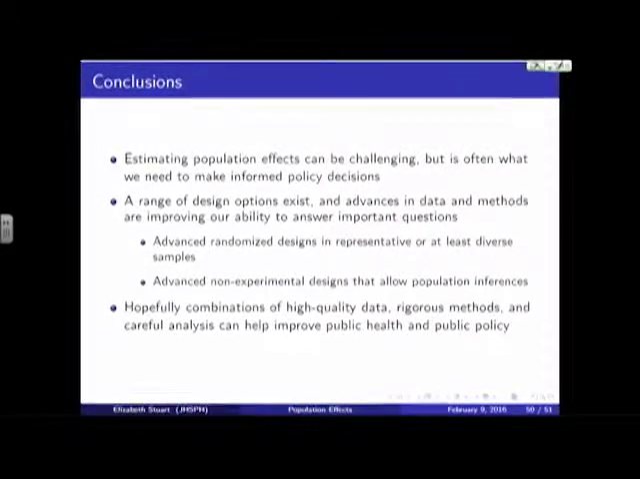Estimating population effects can be challenging, but is often what we need to make informed policy decisions. There are a range of design options that exist, and again, a lot of that is what motivates my work, both advanced randomized designs in representative or at least fairly representative samples, and then also non-experimental designs that allow population inferences. But hopefully combining high-quality data, rigorous methods, and careful analysis can help us improve public health and public policy.